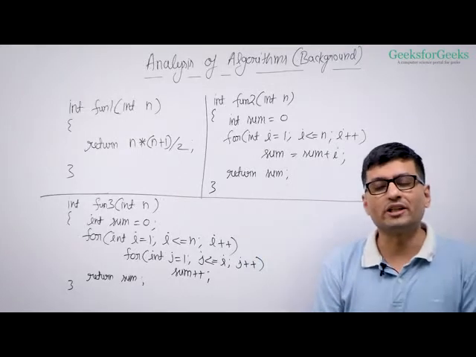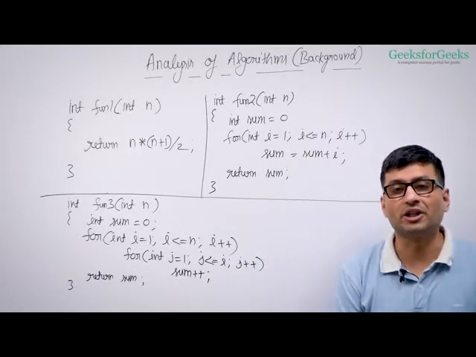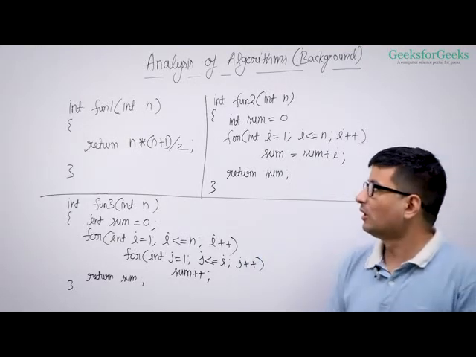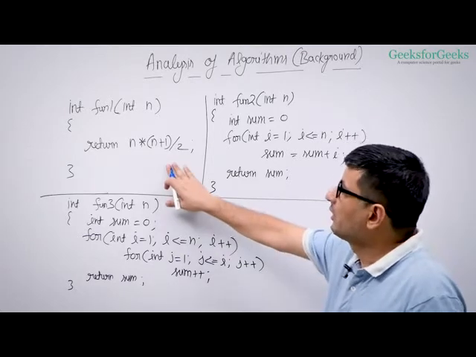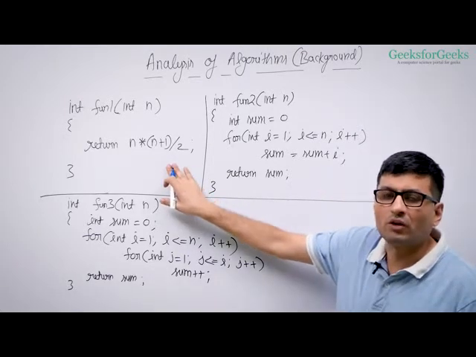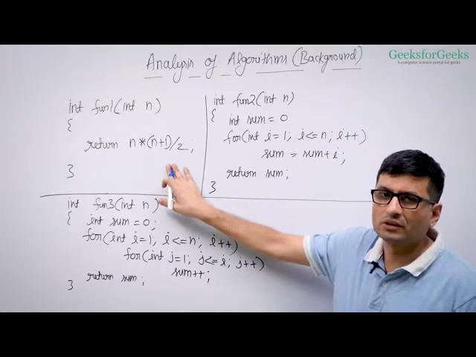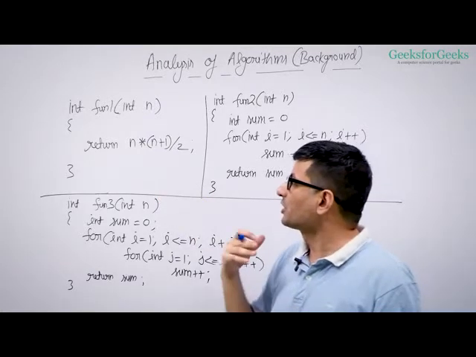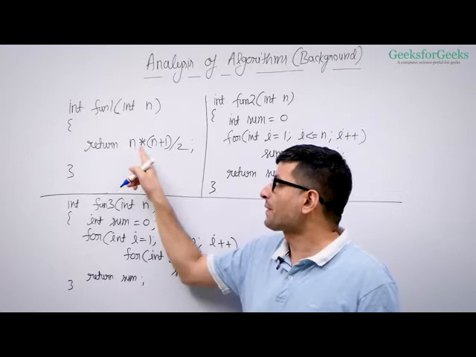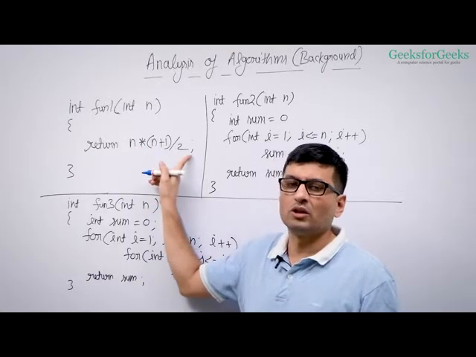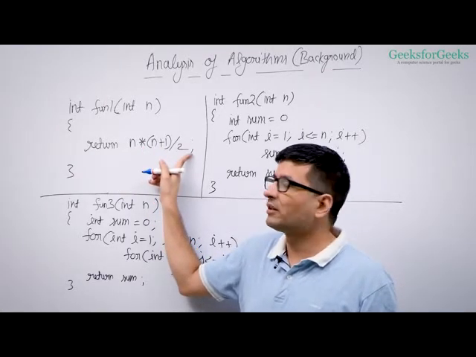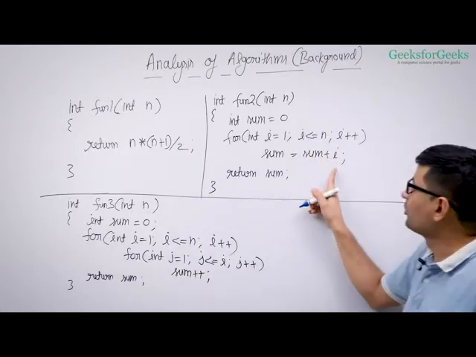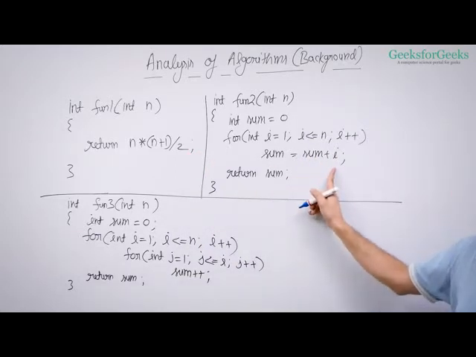Let us take a look at these 3 solutions written by 3 different programmers. Solution 1 simply uses the formula for the sum of first n natural numbers. So if you want to find the sum of first 3 natural numbers, you will do 3 into 4 by 2, 12 by 2, you will get 6, right? And there is the second solution which simply runs a loop to sum numbers from 1 to n.